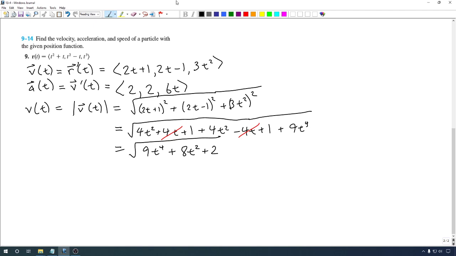This unfortunately does not factor very nicely, so we're just going to go ahead and leave it as it is. Our speed function here is just going to have a square root in it. And that's really all we can say about it. But let's go ahead and graph this thing.